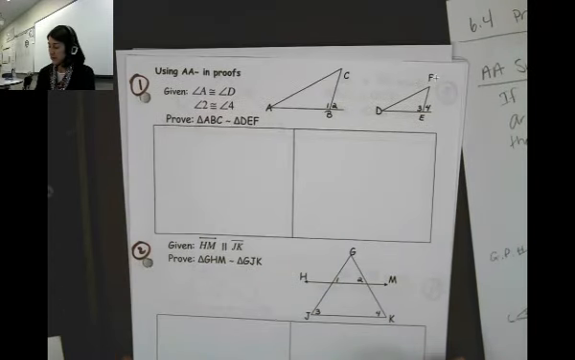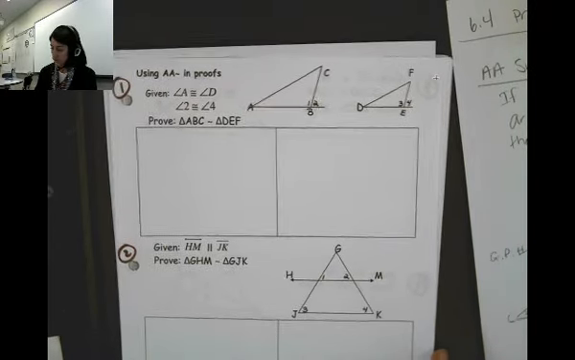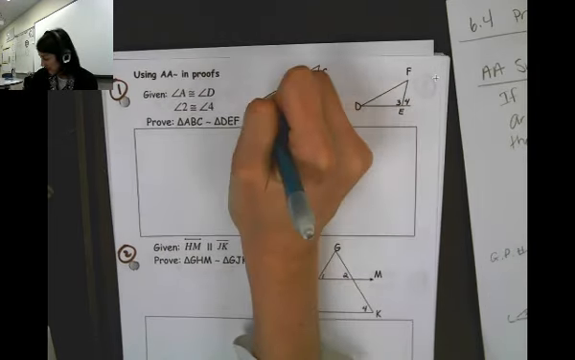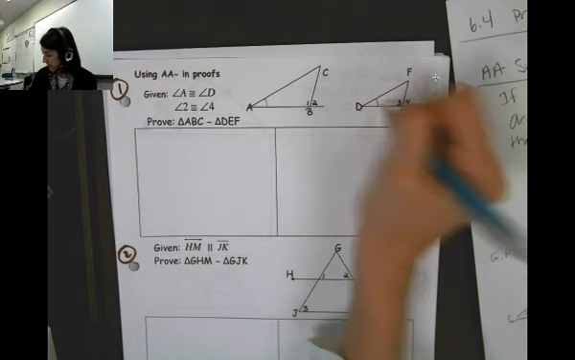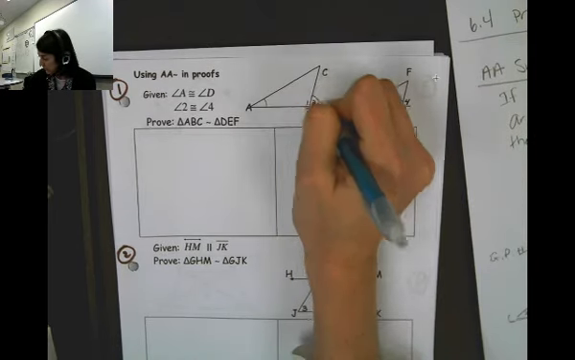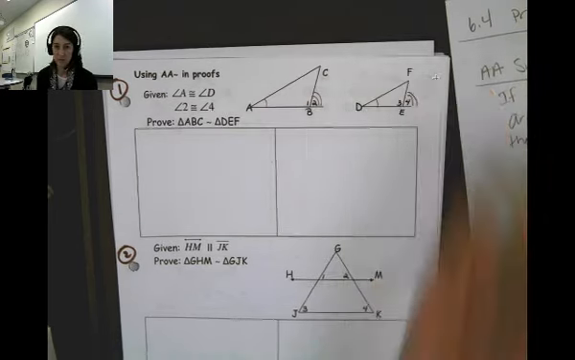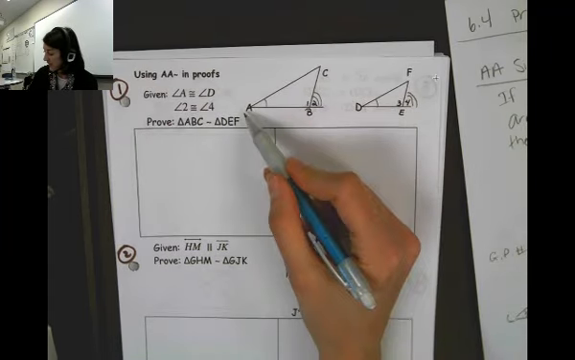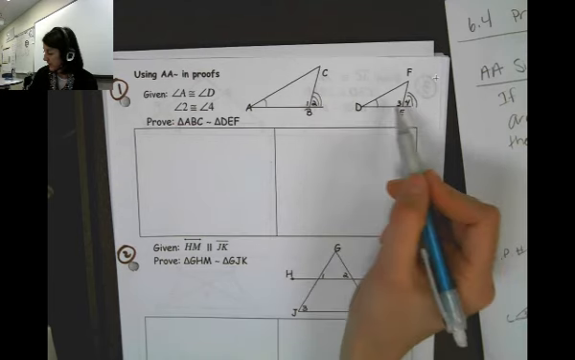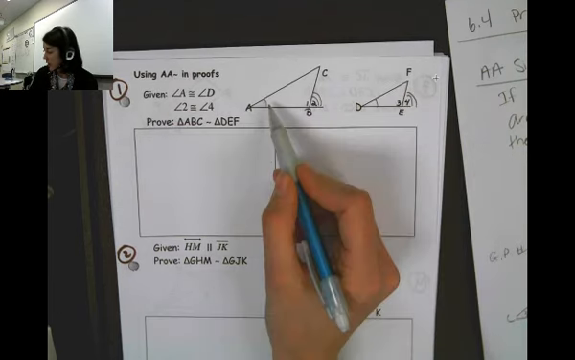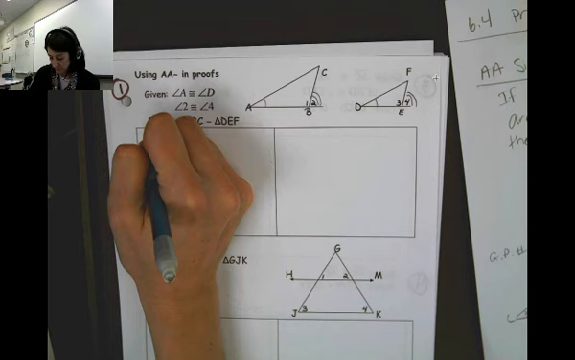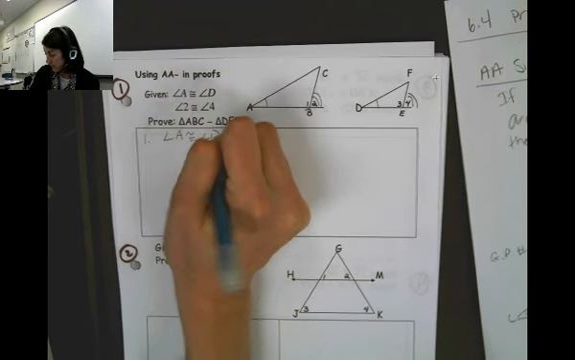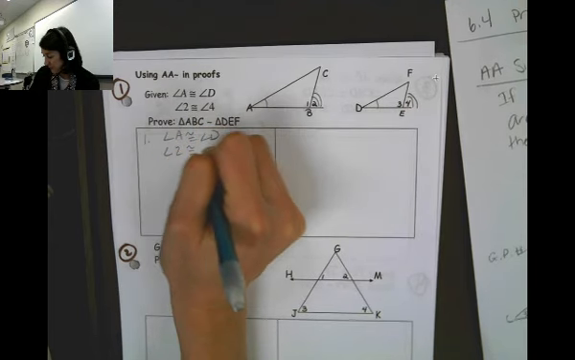So let's do a few proofs. All right, so in this diagram we have it given that angle A is congruent to angle D, and angle 2 is congruent to angle 4. And we want to prove triangle ABC similar to triangle DEF. I have one angle, I need a second one. So let's write down our given information. We can put these in the same step.